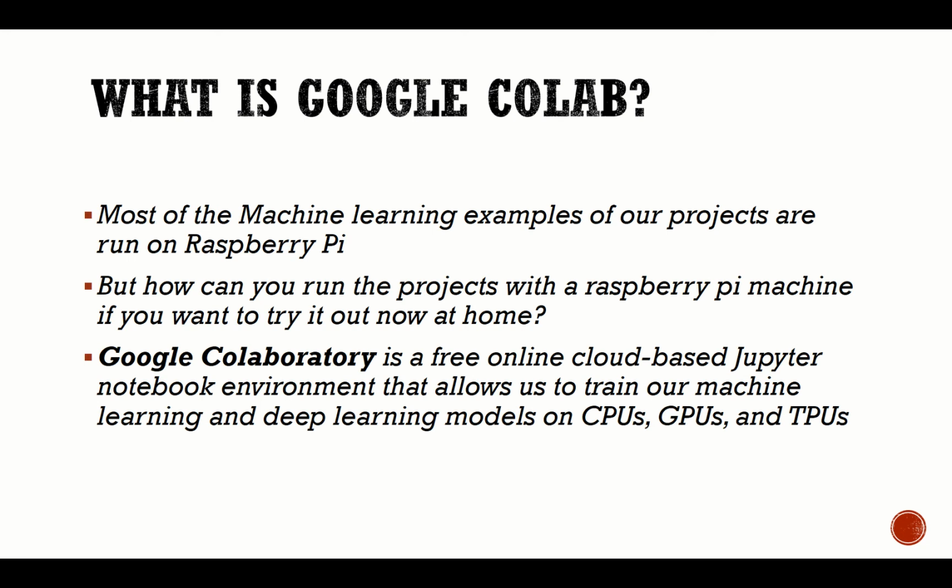So what we can do is use Google Collaboratory, a free online cloud-based Jupyter notebook environment. A Jupyter notebook is one of the ways that you can test and run your Python code, and it allows us to train our machine learning and deep learning models. Basically, what they're telling you is that even if you don't have anything installed, no computer set up, and no Raspberry Pi at home, you can actually run some of this Python code by just using Google Colab on the internet with a browser. Okay, so let's see how we can do this.